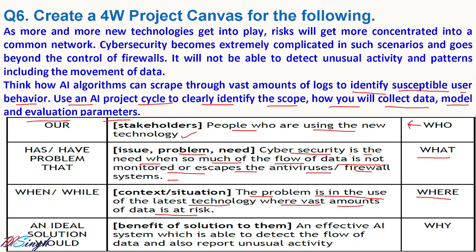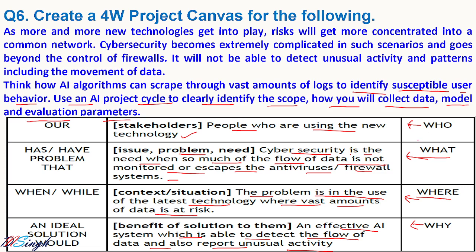Okay, so this is where. Next one is what? Why? Benefit of the solution to them. Why is it worth solving? So if you solve this problem, an effective AI system which is able to detect the flow of data and also report the unusual activity is going to give greater security, and that's why we want to solve that problem. So like that, you need to identify the answers for these questions.